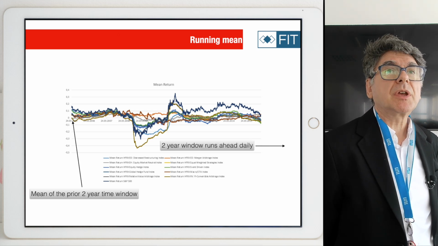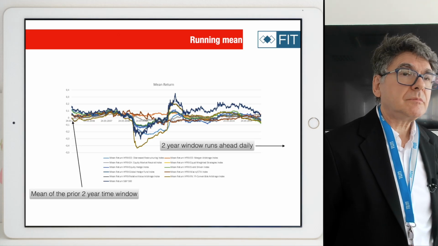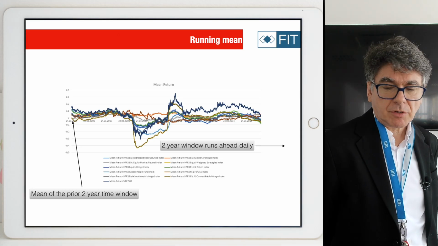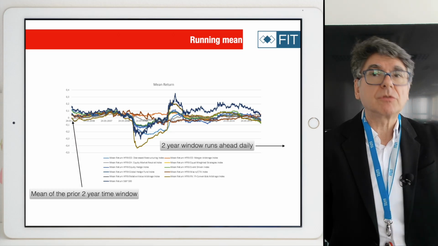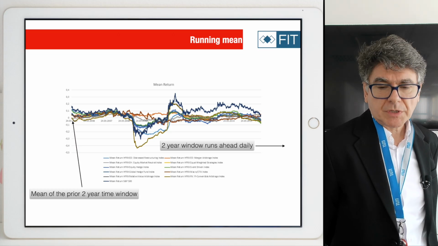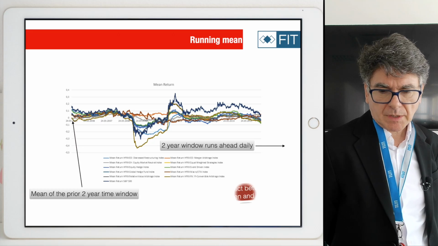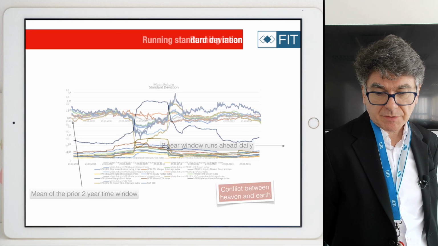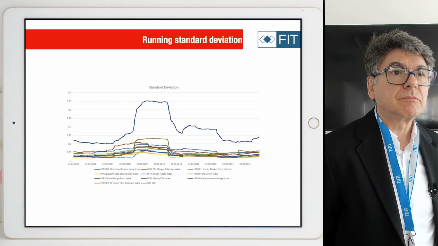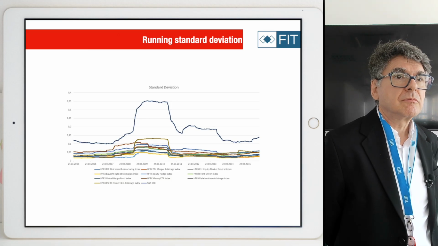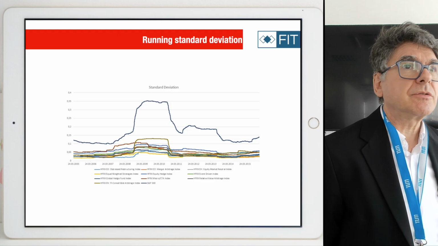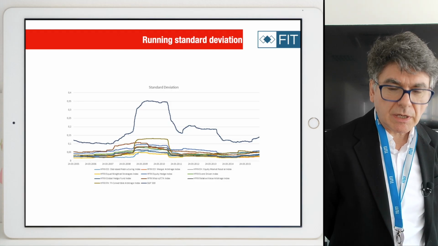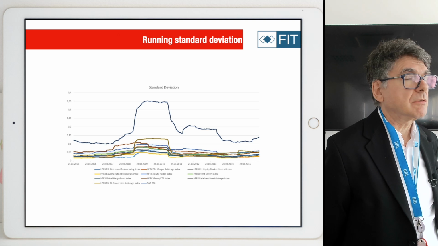Here what I'm doing is I'm taking a 2-year window, I'm calculating the average return of a whole bunch of indices, and then I move that window one day into the future. So this does not look like IID. Does this look IID to you? This is the standard deviation. Does this look IID to you? It does not look IID to you. No, it does not look IID to me either.